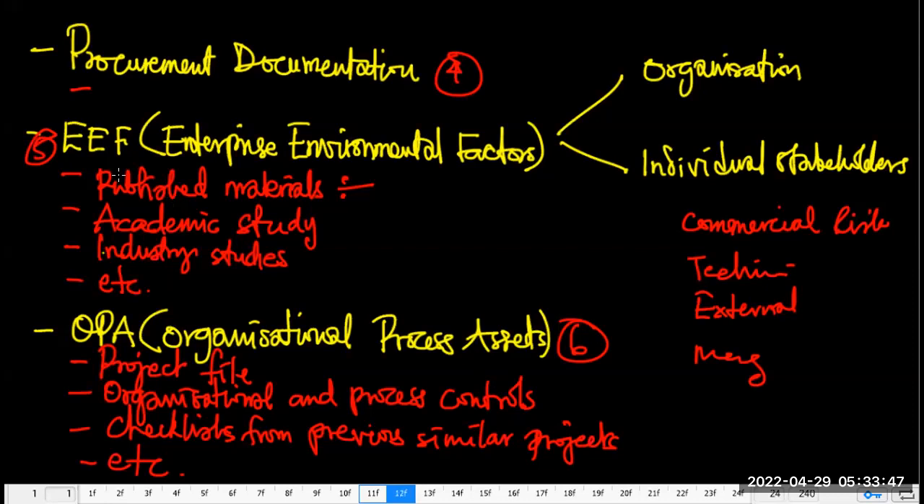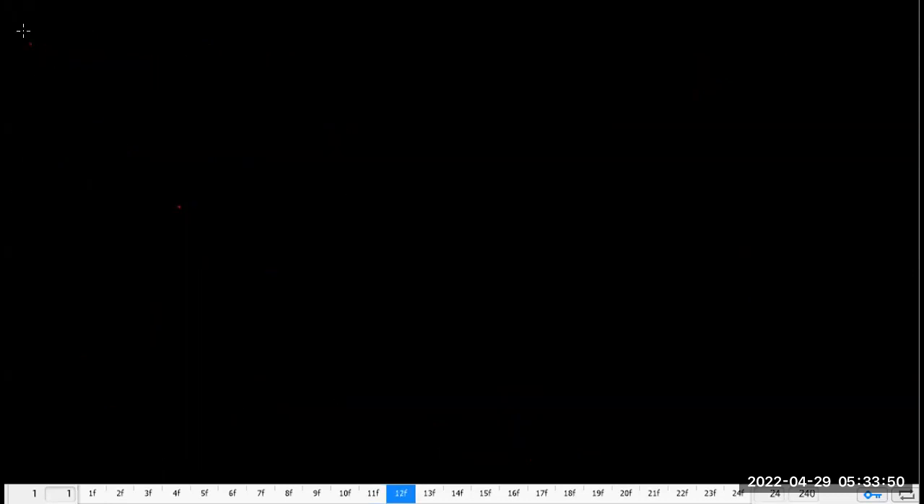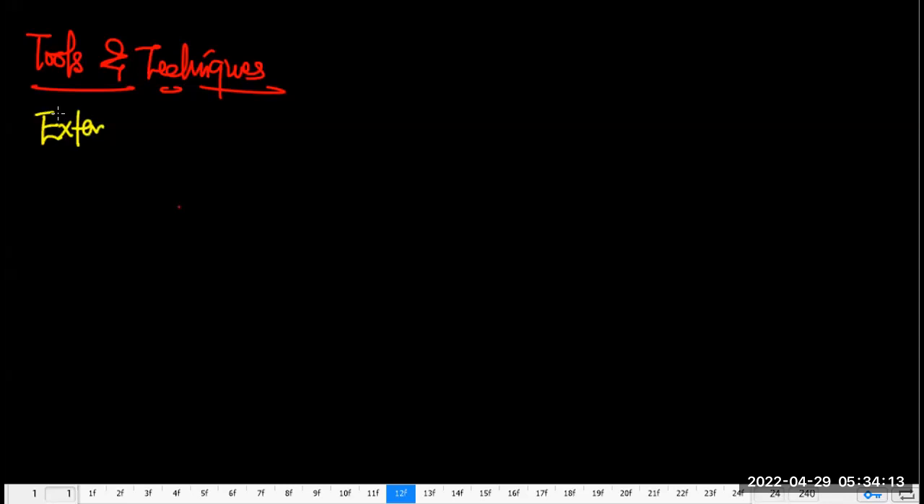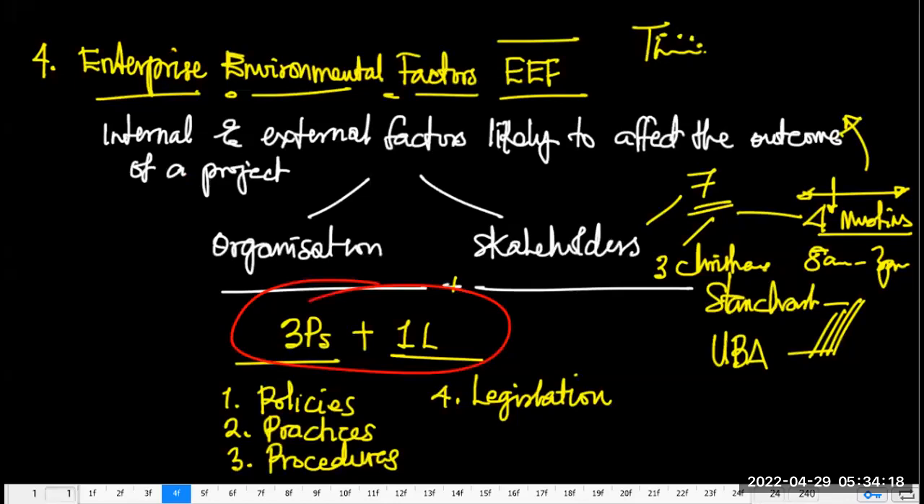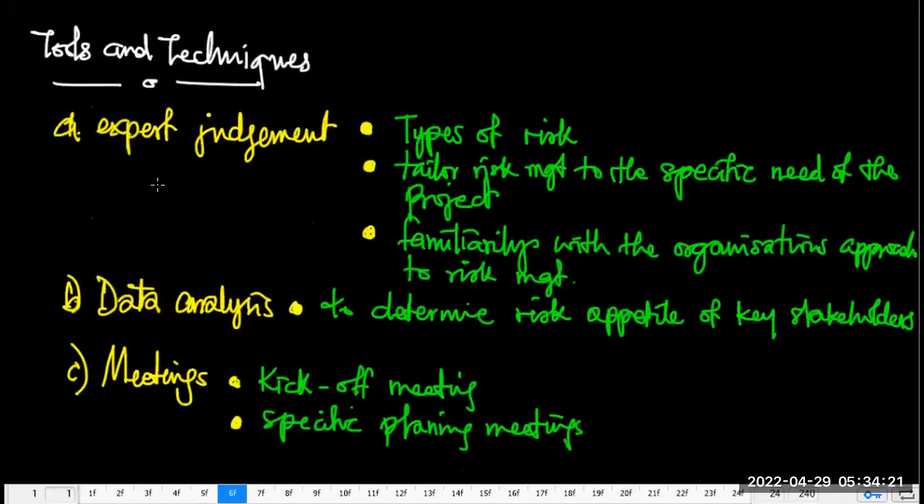Let's move on to the tools and techniques. Do you remember some of the tools and techniques we identified for plan risk management? They included expert judgment. Let's go back quickly and make reference to that. I think it should be somewhere here. The tools and techniques: it was expert judgment, data analysis, and meetings.